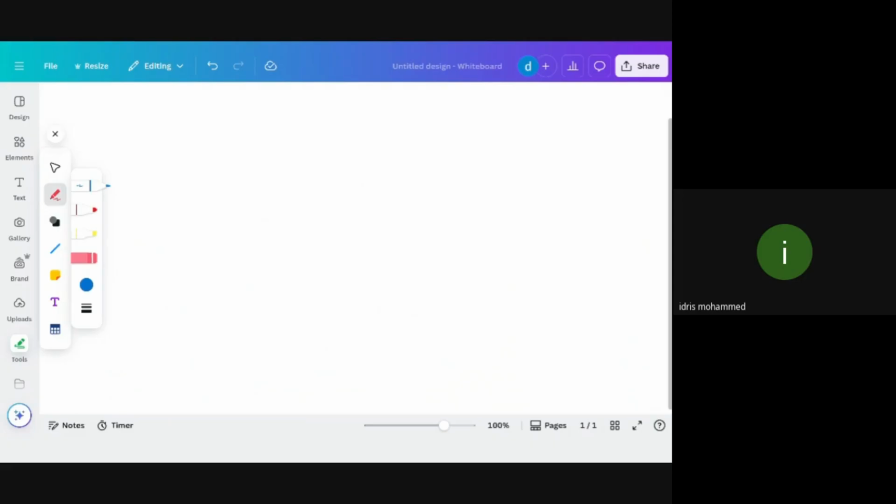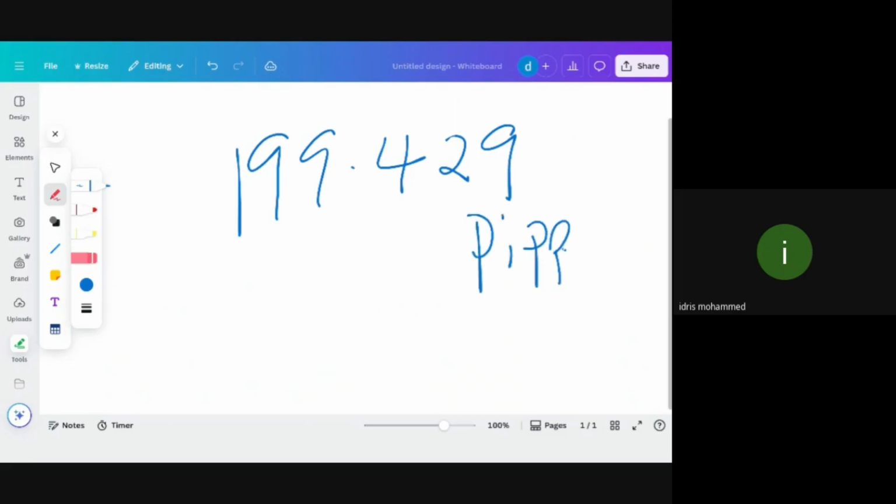Currently, the price is 199.429. Looking at this now, where's the pip? That's 2. But there's something called pipette. Many brokers use it. Pipette is the number after the pip. So this last digit is the pipette.